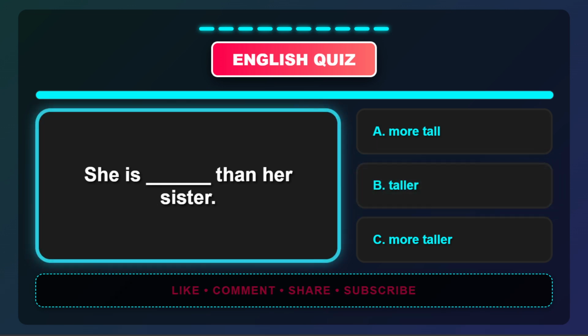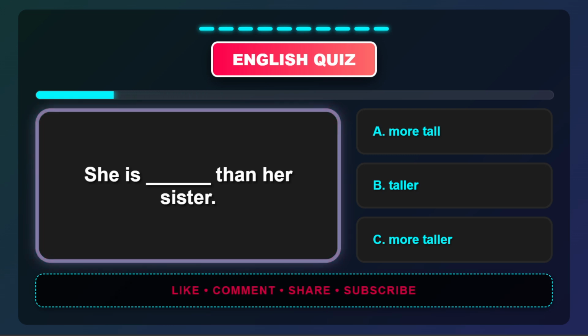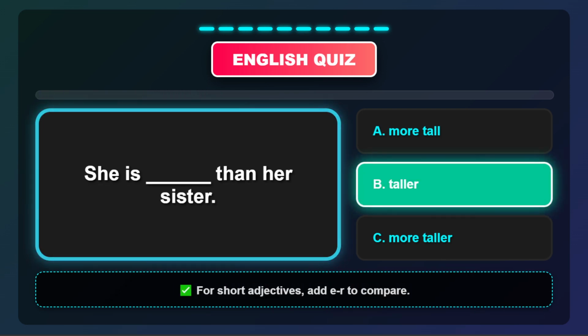Question 10. She is? A. More tall, B. Taller, or C. More taller. Answer B. She is taller. For short adjectives, add er to compare.